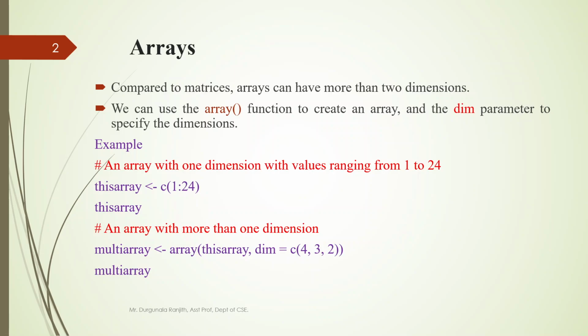Now let us understand what is meant by an array in R programming. Compared to matrices, arrays can have more than two dimensions. Normally matrices have the data in two dimensions, in the form of rows and columns. If you want to represent the data in more than two dimensions, then we have to use the concept of arrays in R programming. To create an array, we have to use the array function, and also use the dimension parameter to represent the number of dimensions.